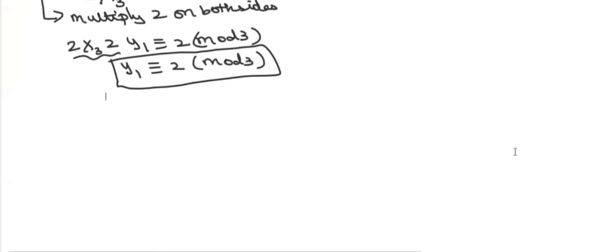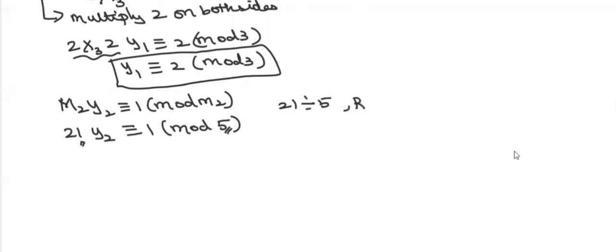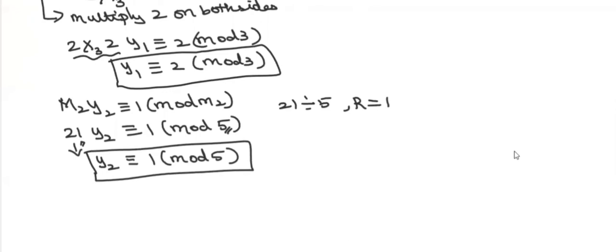Next we have to calculate y2. Same thing: the formula is capital M2 y2 congruent to 1 mod m2. Substituting, capital M2 is 21, so 21 y2 congruent to 1 mod 5. 21 divided by 5 gives remainder 1, so this is replaced by 1. 1 into y2 is y2 only, so y2 congruent to 1 mod 5. No need to calculate any inverse for this, because we directly get y2.